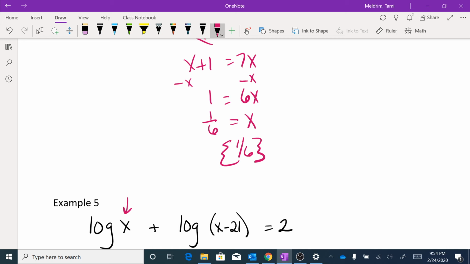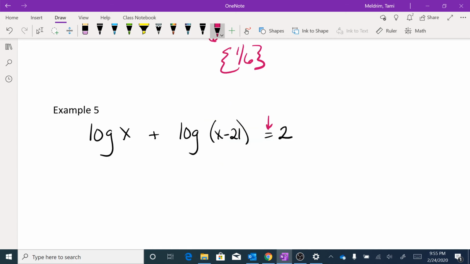Now, look at example number 5. I have 2 logs, but do I have 2 logs on either side of the equal sign here? No, I don't. I only have logs on the one side. I can go ahead and use my product rule to simplify the left-hand side of my equation. Remember, the product rule means I'm going to multiply my two logs that I've added, and that's going to equal 2.